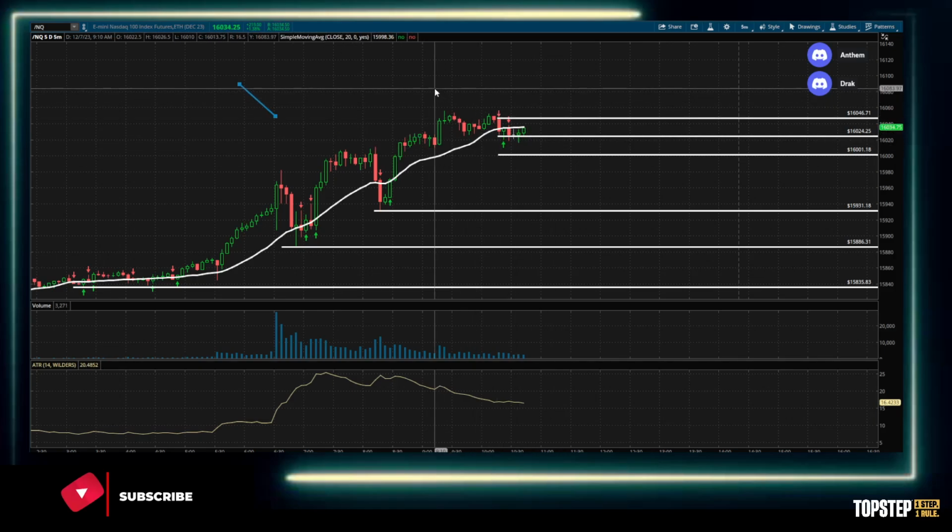However, the only reason why this short setup I wouldn't mind taking a loss on is because this is the first lower high that we've put in today. Okay, so this is a new lower high. The market could be getting a little bit tired. We were up 225 points on the NASDAQ at one point in time.